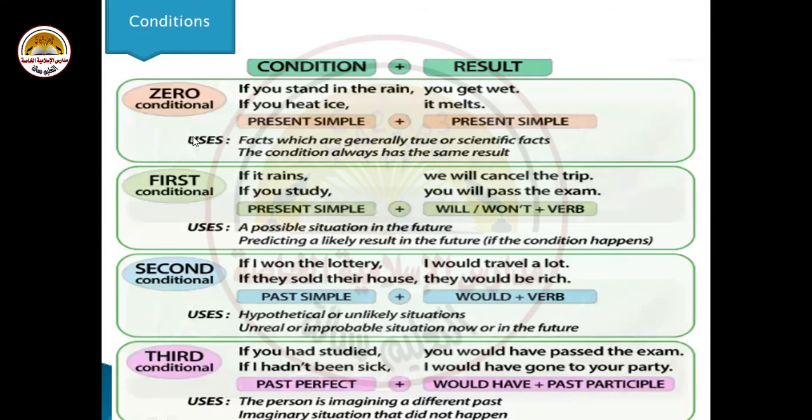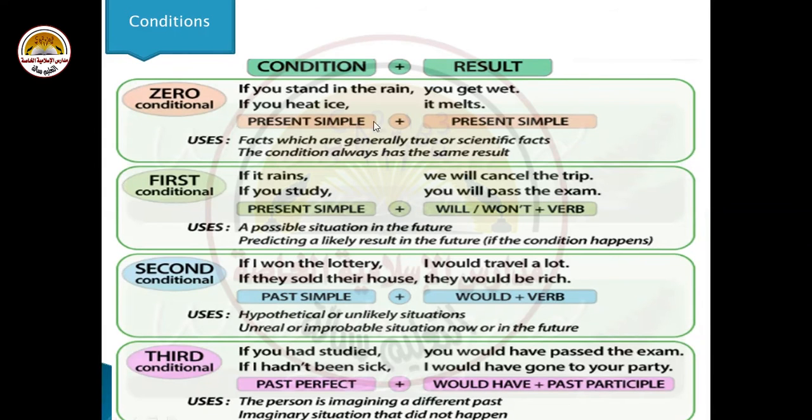Let's say another important point in our grammar, the conditions of if. If we talk about zero conditional, we have a condition and the result. For example, if you stand in the rain, you get wet. Number 2, if you heat ice, it melts. The condition is present simple, and the result is present simple.